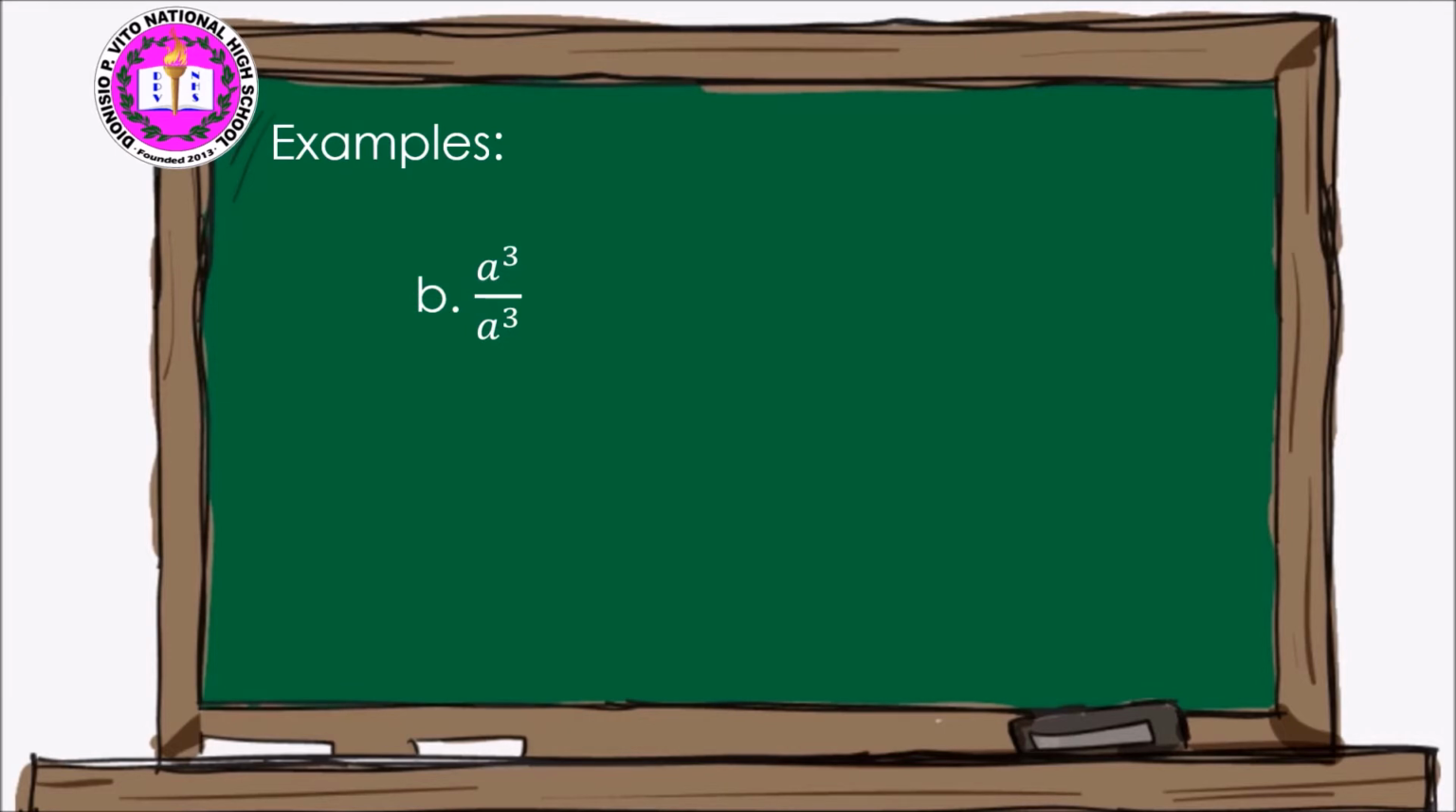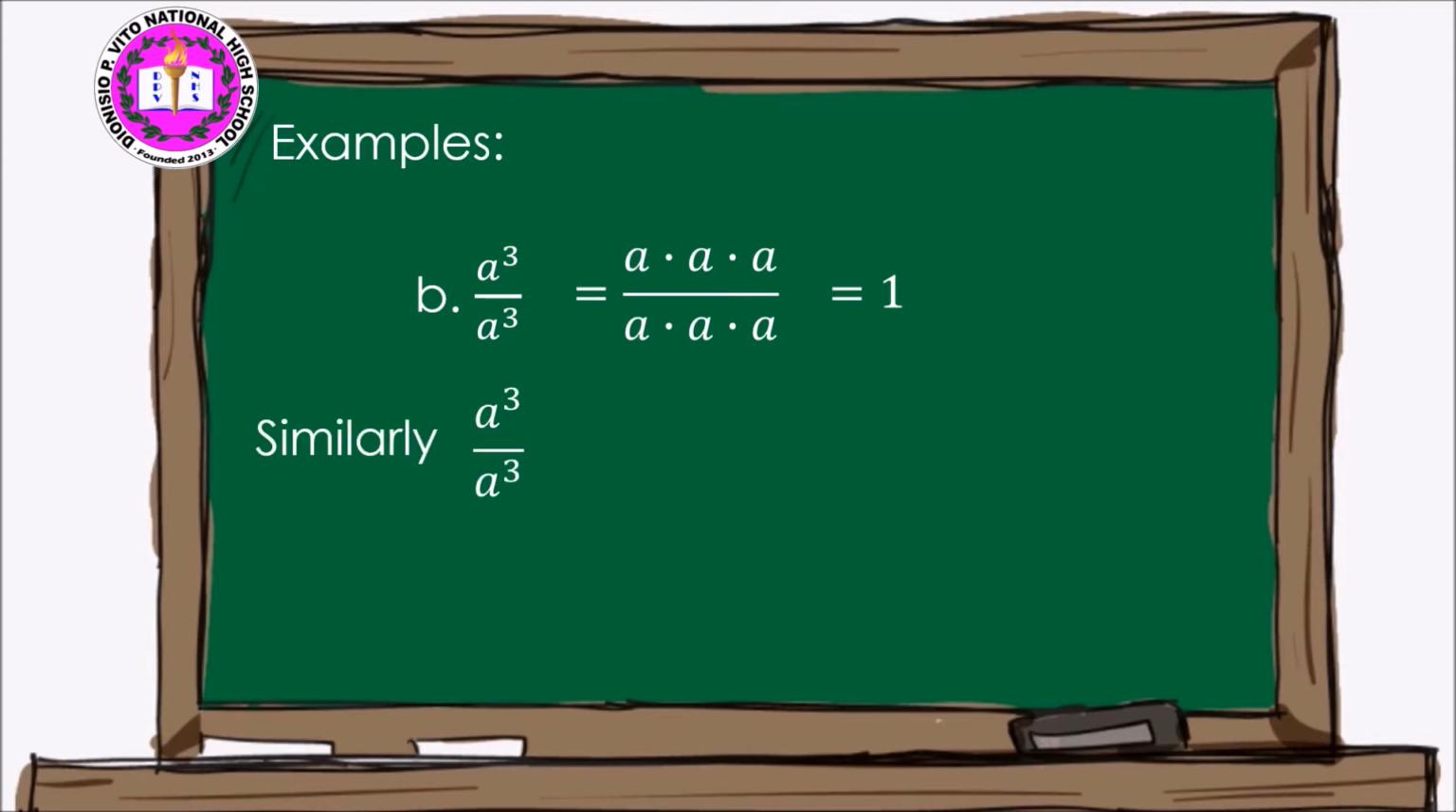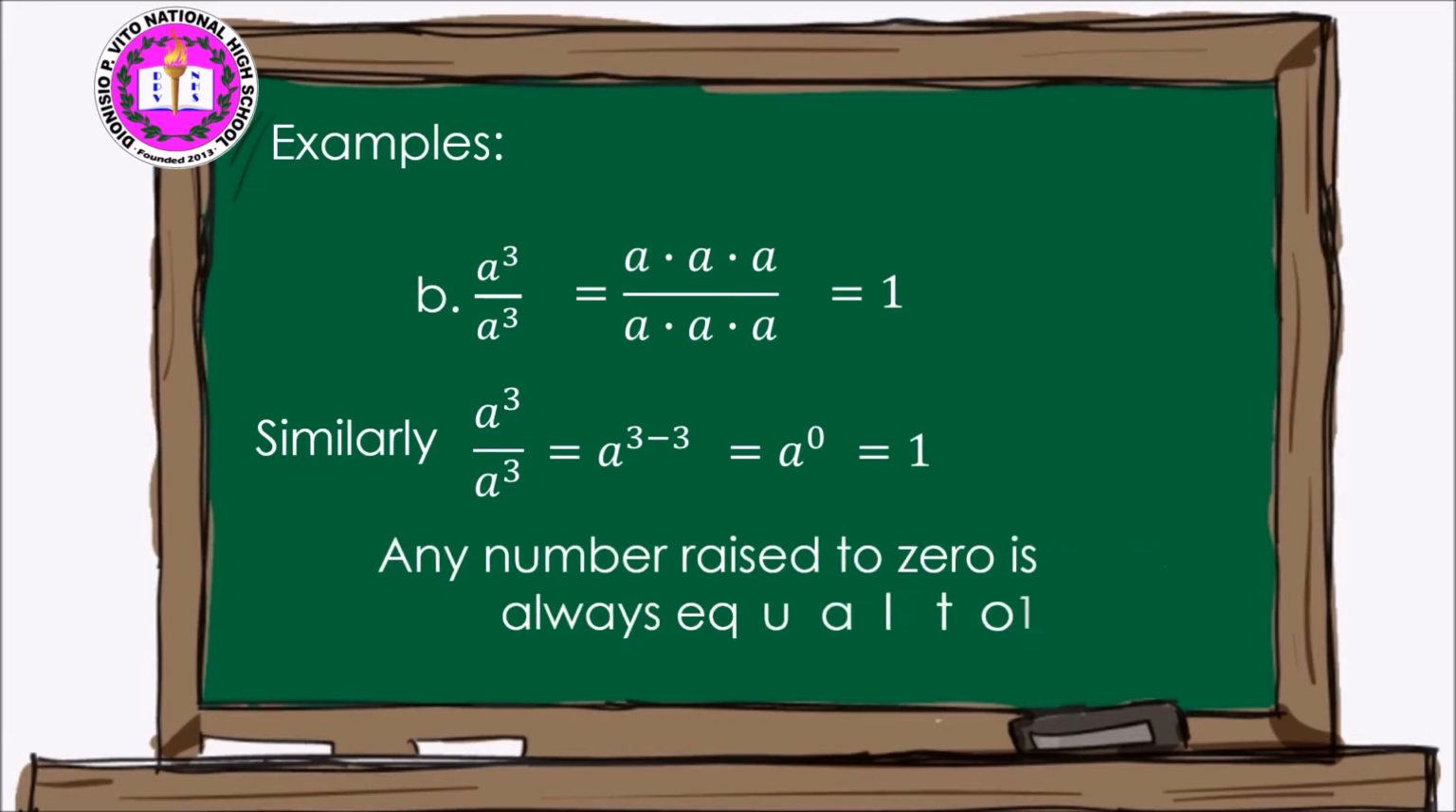Next example, we have a cubed over a cubed, which is equal to a times a times a over a times a times a, which is equal to 1. Similarly, a cubed over a cubed is equal to a raised to 3 minus 3, which is equal to a raised to 0, which is equal to 1. Note, any number raised to 0 is always equal to 1.